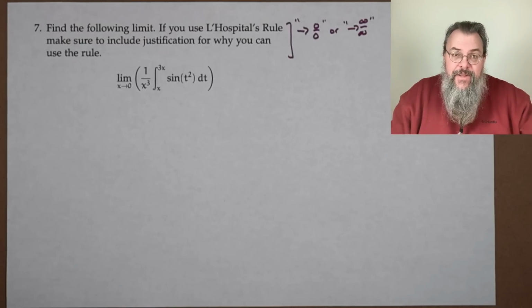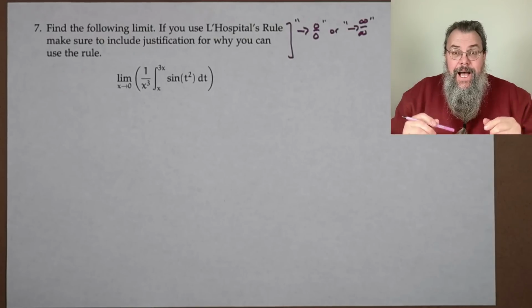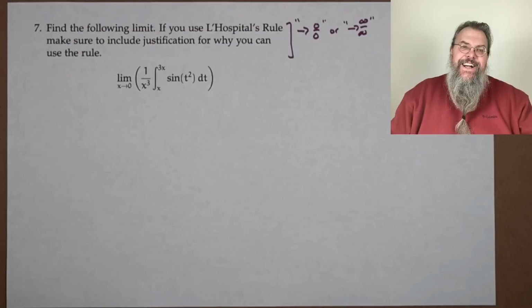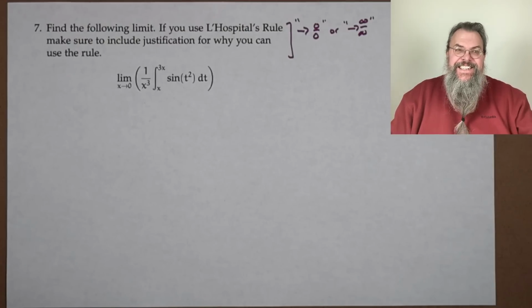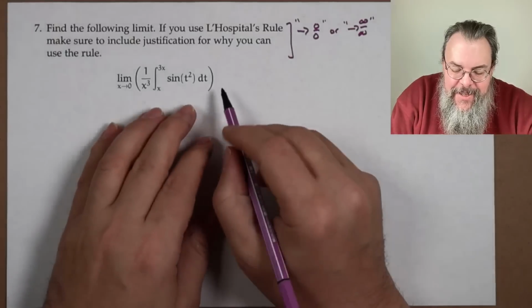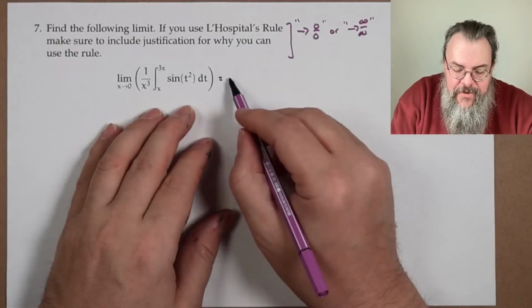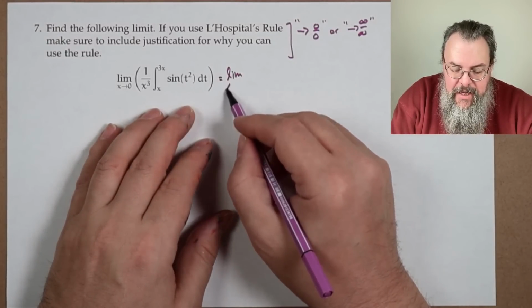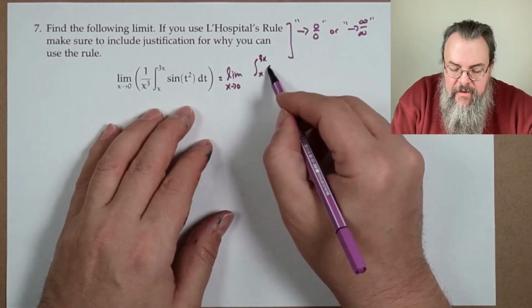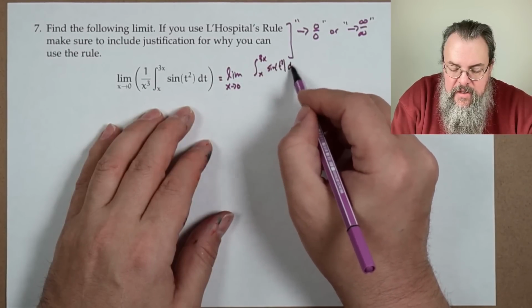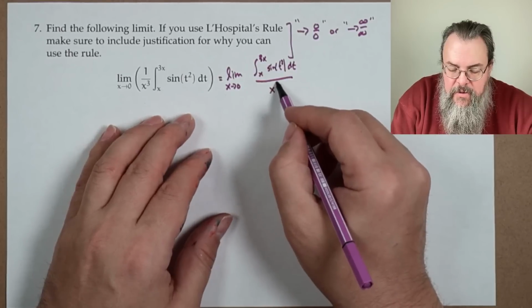We have the limit as x goes to 0 of 1 over x cubed times the integral from x to 3x of sine of t squared dt. Now, if you look, this already has a fraction. So this is the limit as x goes to 0, and we could write it as the integral from x to 3x of sine of t squared dt over x cubed.